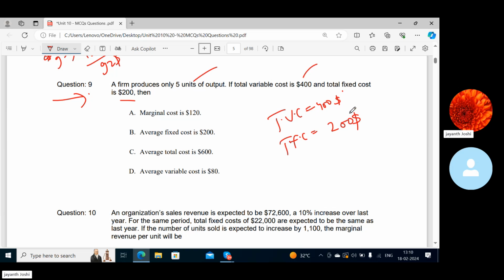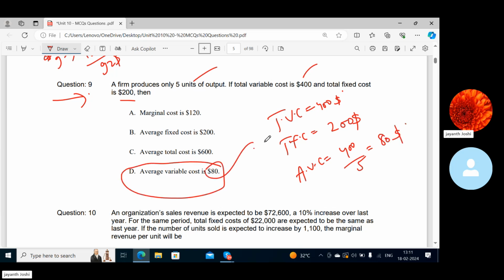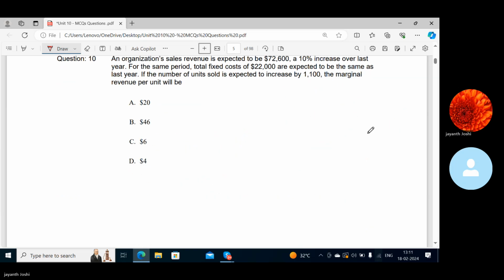So if I take it this way, 120 is the marginal cost they are saying. We produce only 5 units, right? But we have the totals. So for total variable cost, we will find the average variable cost, 400 by 5. Correct? So $80. Is that matching directly? Yes. Next, the 10th one you have to do.